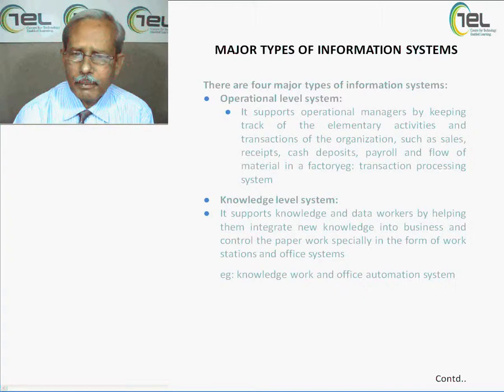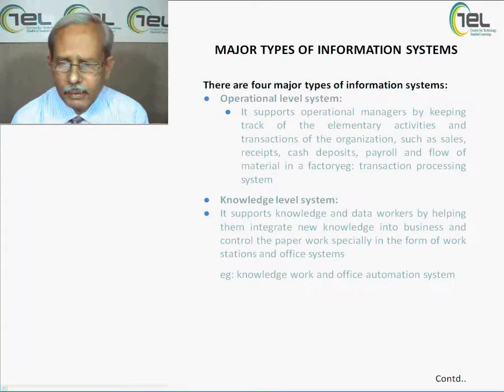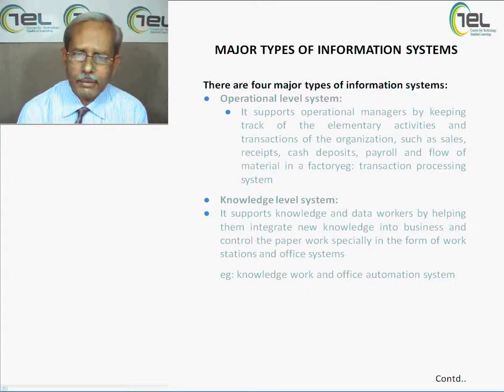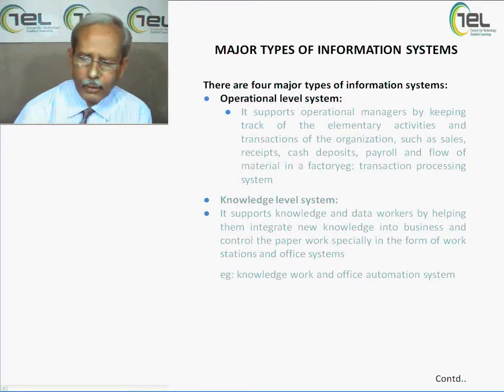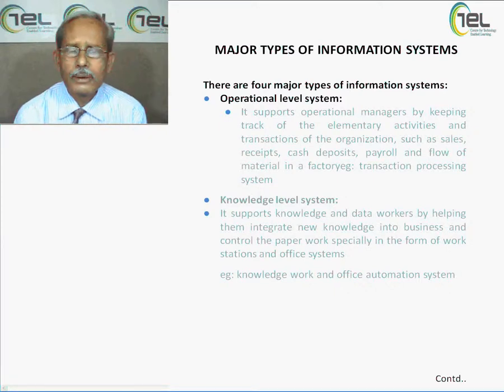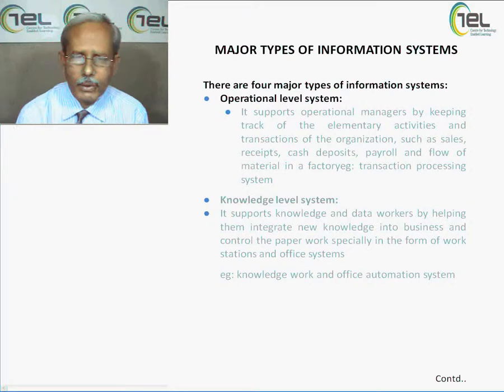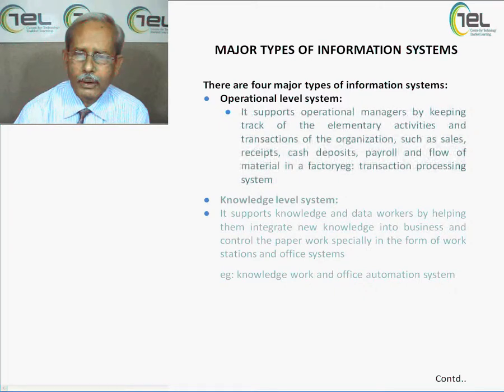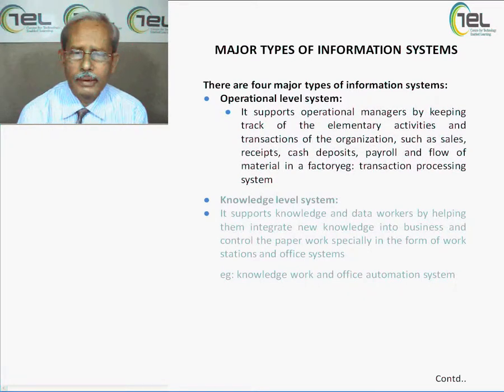There are various kinds of information system, and they can be classified. Basically, you can classify them into four major types. Number one, the operational level system. In an organization, there are various levels: the strategic level, the tactical level, and the operational level. The operational level is the lowest level, where people are actually working on the day-to-day transactions or dealing with the customers.